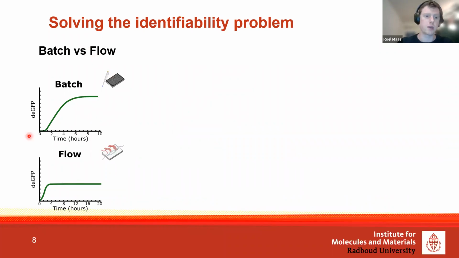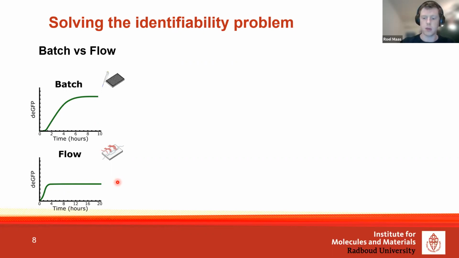When you work with a batch system, you have only 4 to 6 hours of expression when there is no limitation in the nutrients. So that actually gives you the kinetic data you want to retrieve from the system. However, when you're working with a flow system, there is steady state expression. So the whole experiment lasting up to 20 or 30 hours gives you information on the kinetics of the system.